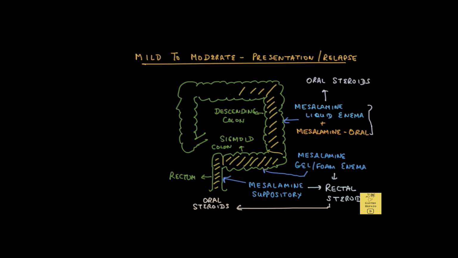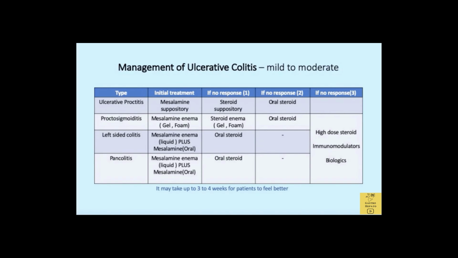Similarly, for ulcerative colitis affecting the rest of the colon, the initial drug used is mesalamine liquid enema and mesalamine oral tablets. And if this doesn't work, then one switches to oral steroids. Steroids are usually given for a maximum of 8 weeks and stopped because of side effects if used on a long-term basis. Improvement in symptoms with medications is usually seen in 2 to 4 weeks, with maximum improvement seen in 12 to 16 weeks. This table summarizes the management of ulcerative colitis, mild to moderate.